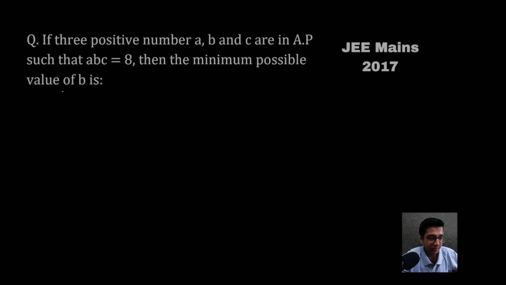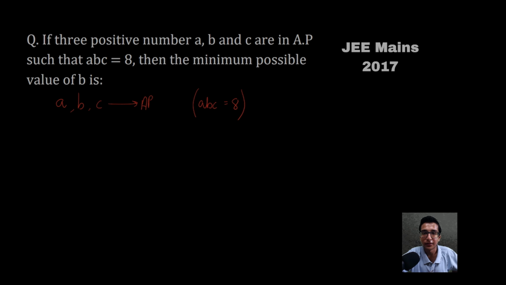So we have been provided with the information. Whenever you are solving questions, just try to write down each and every piece of information that has been given to you in the question. This will help you solve half of the problem. We have also been provided with the information ABC is equal to 8. Then the minimum possible value of B is.